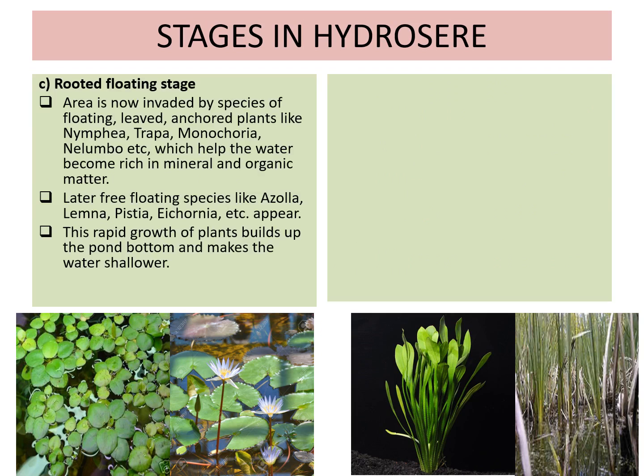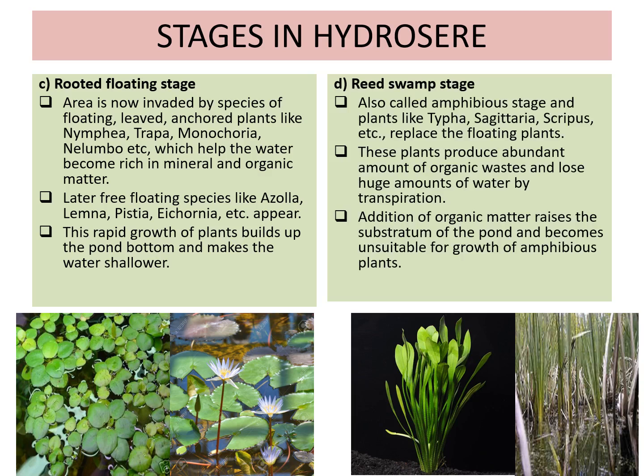Next, the third stage comes as the rooted floating stage. Area is now invaded by species of floating leaved plants like Nymphaea, Monochoria, Nelumbo, which help the water become rich in mineral and organic matter. Later, free floating species like Azolla, Lemna, Pistia, Eichhornia appear. This rapid growth of plants builds up the pond bottom and makes the water shallower.